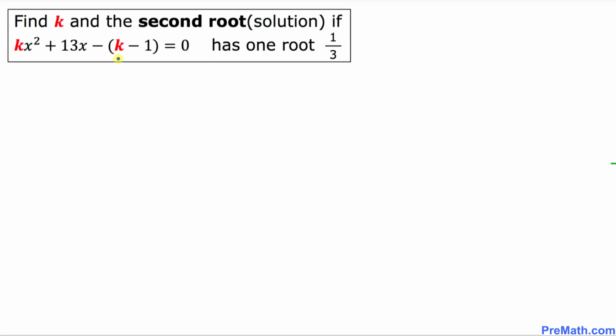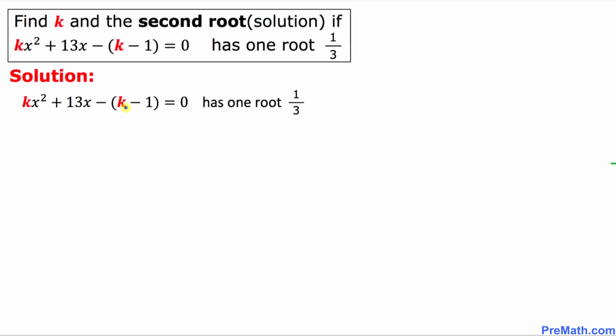In this video tutorial, we are going to find the k value and the second root if this given quadratic equation has one root, which is 1 over 3. Now let's go ahead and get started with our solution. We know that this given quadratic equation has one root, which is 1 over 3. That means x equals 1 over 3.